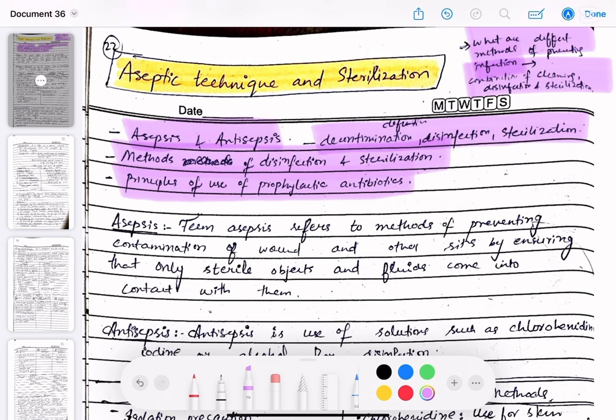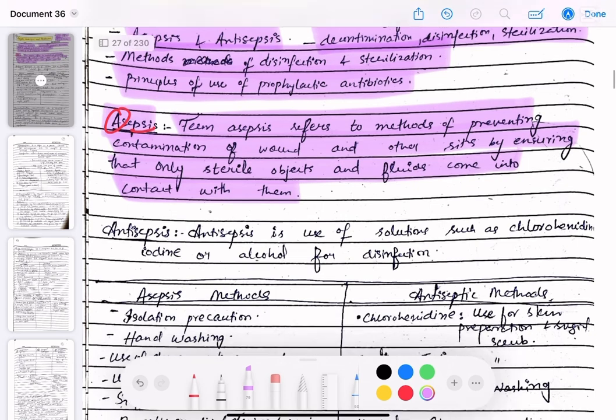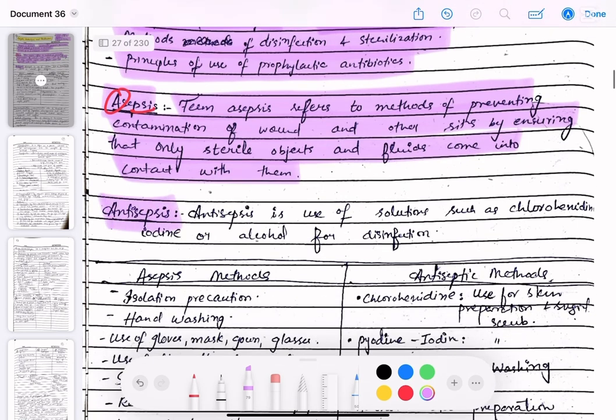So asepsis. The term asepsis refers to methods of preventing contamination of wounds and other sites by ensuring that only sterile objects and fluids come into contact with them. Asepsis means prevention of sepsis, sepsis means infection. So the prevention of infection is asepsis. Now antisepsis, anti means against. Antisepsis is the use of solutions such as chlorhexidine, iodine or alcohol for disinfection when infection has already occurred and now we are using some solutions, so it is antisepsis.